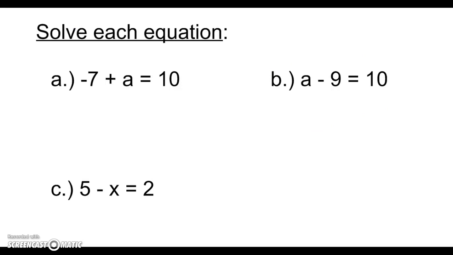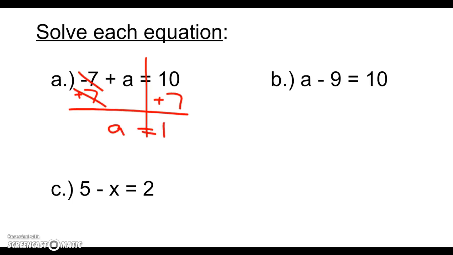Looking at these real quick, we'll just go through them and then that'll be it. So we'll solve for a. What's happening to it? We are adding to a, but we're adding a negative 7. So what I really want to do here is add 7 to both sides, because adding a negative is just like subtraction. So negative 7 plus 7 cancels. I'm left with just a equals 17.